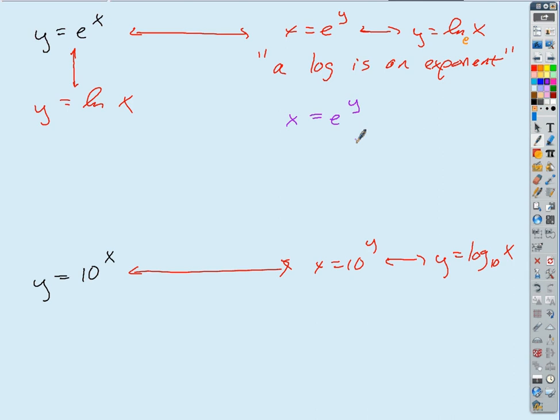Take the natural log of both sides. The natural log of x equals the natural log of e to the y. But the natural log function and the exponential function are inverses of each other. So what do they do to each other? They cancel, right? This is kind of an algebraic approach. The natural log and the exponential cancel, and that's how I can solve for y. Does that make sense?